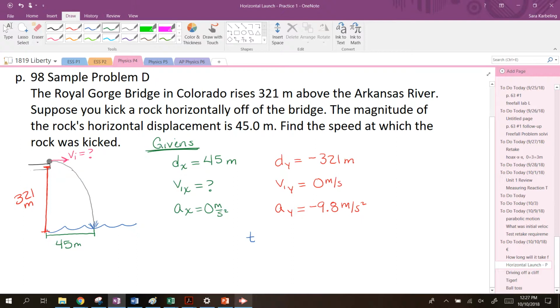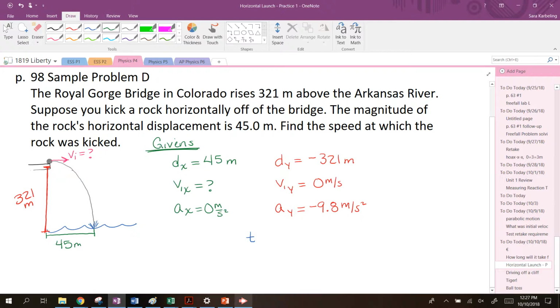So we're kind of stuck. So that means we can either walk away and say, I guess I can't do the problem. That's not the right choice. Or we can say, oh, but wait, we know a bunch of stuff about the y direction. We know the displacement, the initial velocity, and the acceleration. And I know an equation that has those 3 things and time in it. So I can solve for time. Are you with me there?